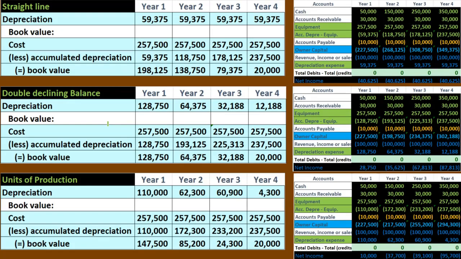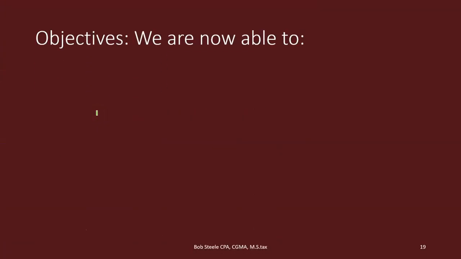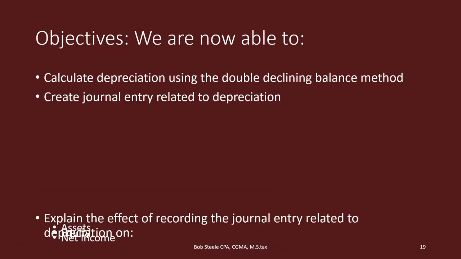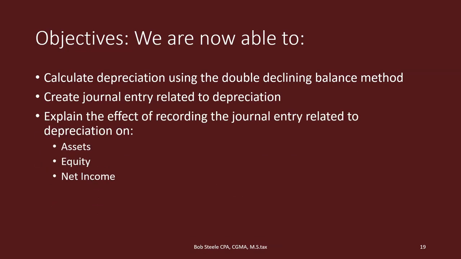It's similar to methods often used in the tax code, a calculation similar to the methods mandated by the tax code. So we are now able to calculate depreciation using the double declining method, create a journal entry related to depreciation, and explain the effect of recording the journal entry related to depreciation on assets, equity, and net income.